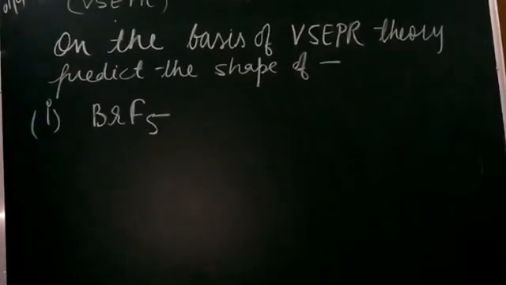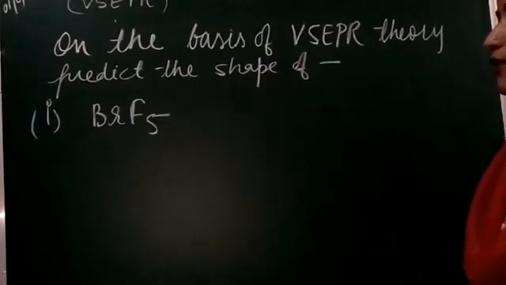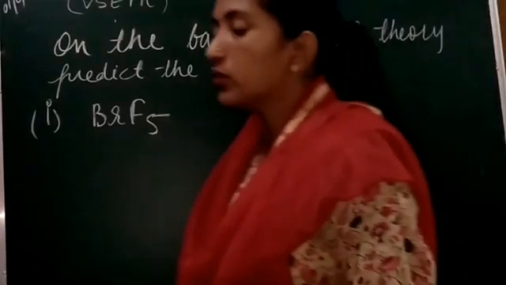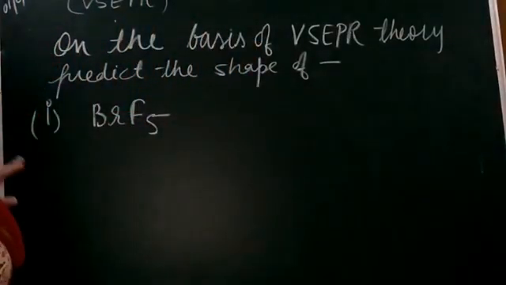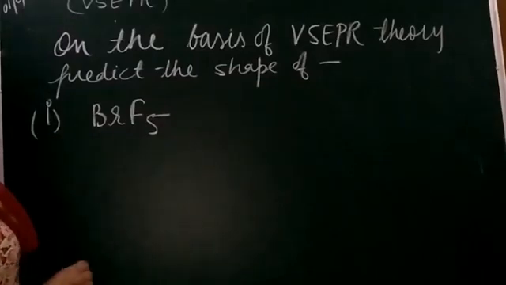Yes, students, you can see here on the board that I have written a question related to the taught topic. On the basis of VSEPR theory, you have to predict the shape of the BrF5 molecule. So, students, how will you do this type of question? For that, first you will find out the number of valence electrons around the central atom.